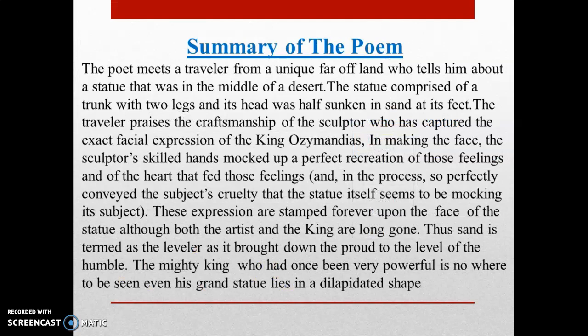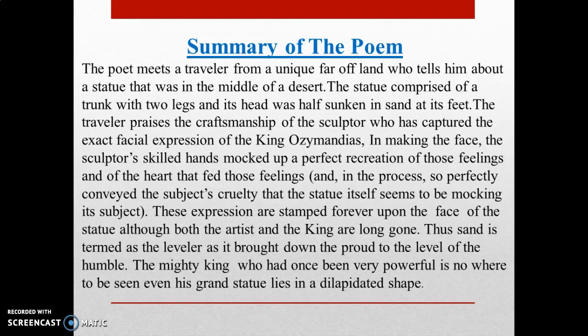The poet meets a traveler from a far-off land who tells him about a statue that was in the middle of a desert. The statue comprised a trunk with two legs, and its head was half sunken in sand at its feet. The traveler praises the craftsmanship of the sculptor, who has captured the exact facial expression of the king Ozymandias in making the face. The sculptor's skilled hand mocked up a perfect recreation of those feelings and of the heart that fed those feelings, and in the process so perfectly conveyed the subject's cruelty that the statue itself seems to be mocking its subject.